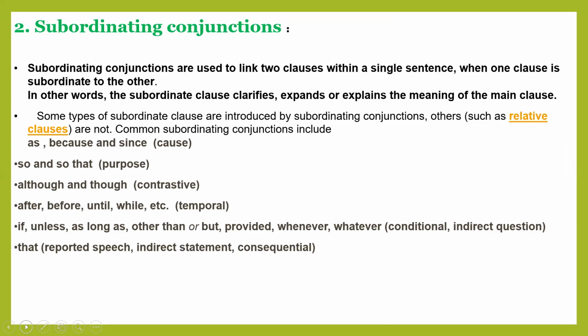Subordinating conjunctions: for cause we are using as, because, and since. For purpose we are using so and so that. Contrasting, for comparing or differentiating anything, we are using although, though. Temporal, for indication of time, we are using after, before, until, while, etc. For conditional, indirect question, we are using if, unless, as long as, other than, but, provided, whenever, whatever. For reported speech, indirect statement, consequential, for giving result, we use that.